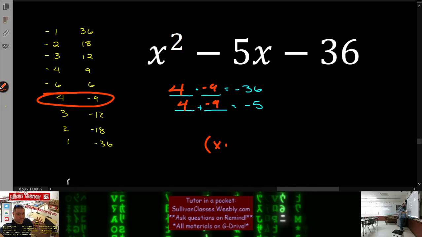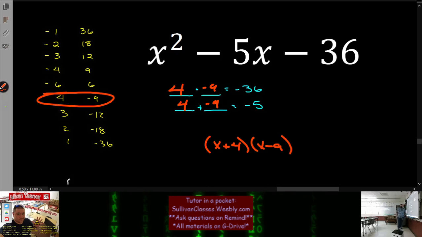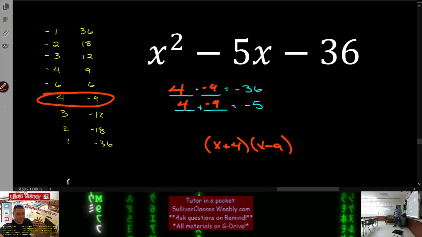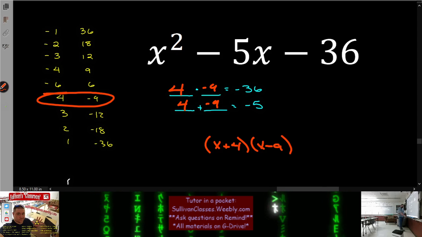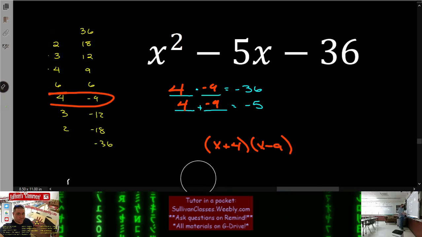So I will write x plus 4 and x minus 9 as my binomials. Now these ones, there's a little bit of a process to it. The next ones I think you like more because they're special.